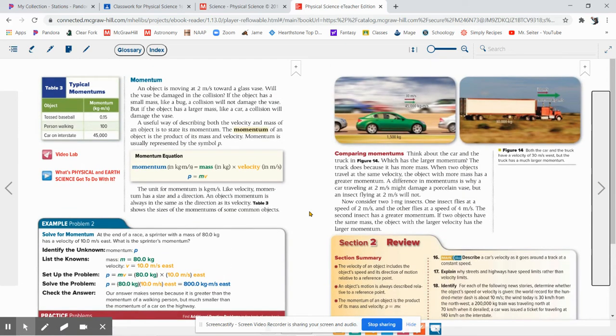All right. Then we jump from velocity. Remember, velocity, speed with direction, and we will do a few velocity problems coming up. Don't worry about that. All right. Momentum. Momentum is equal to mass times velocity. Momentum of an object is the product of its mass and its velocity. Momentum is usually represented by the symbol p.